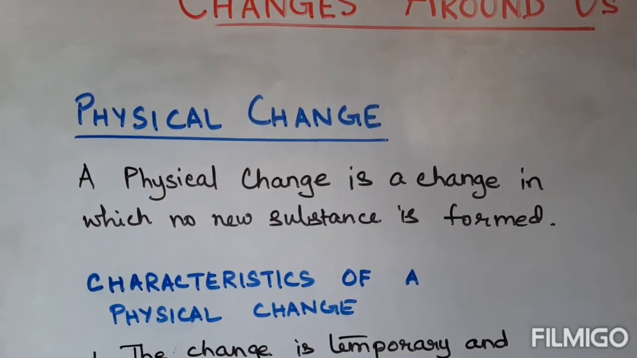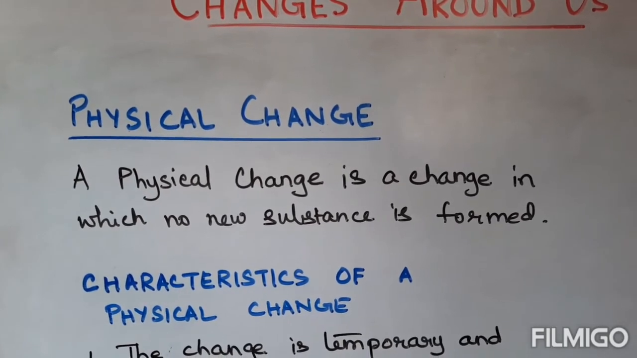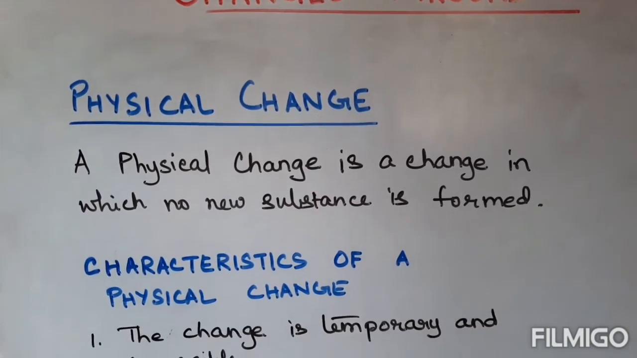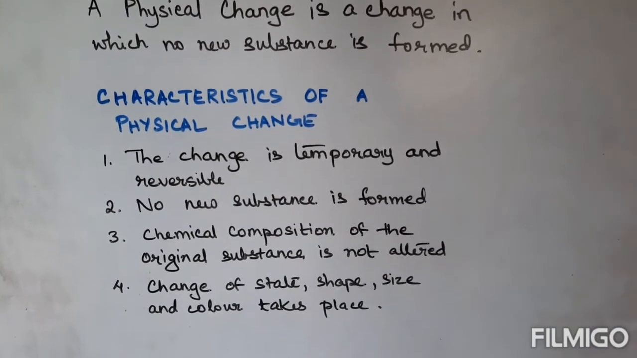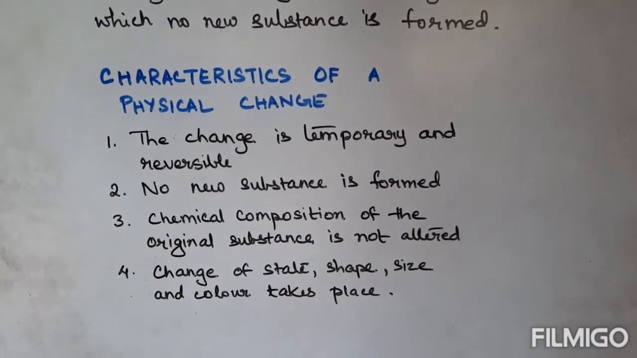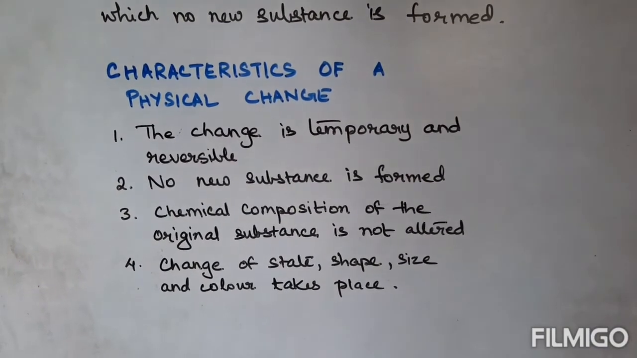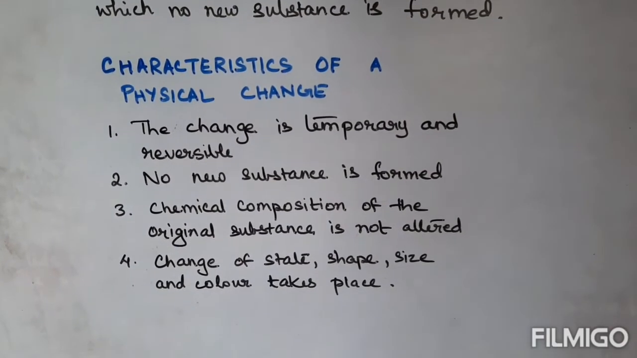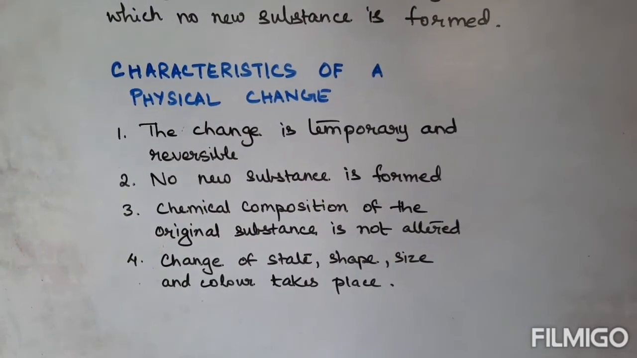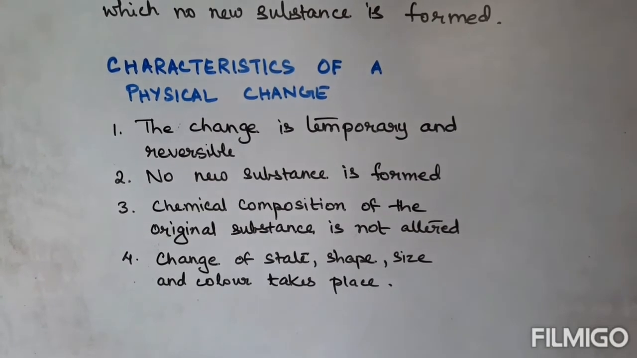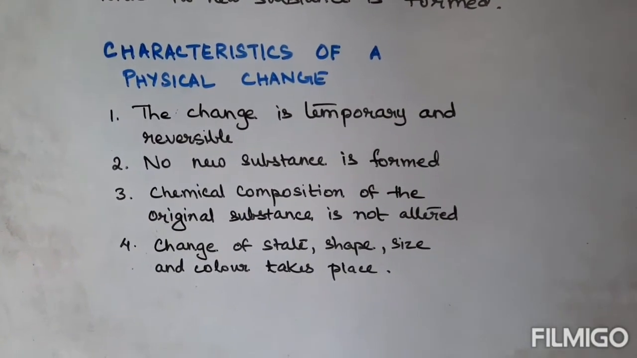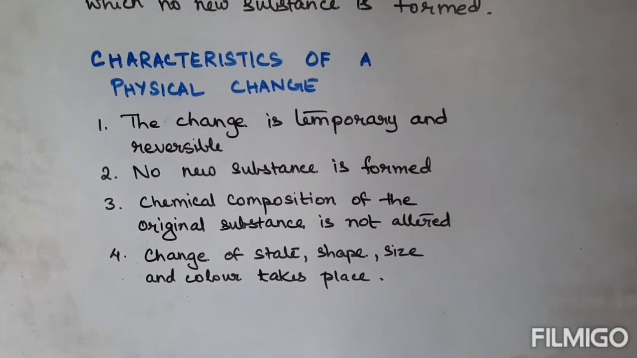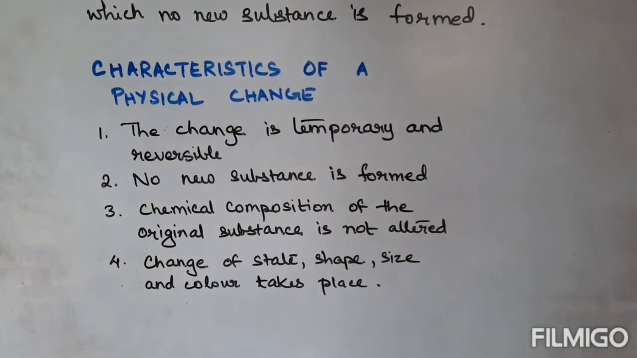Physical change is a change in which no new substance is formed. In the characteristics we find, they are temporary and reversible. In this change, no new substance is formed. Chemical composition of the original substance remains unaltered. Change of state, shape, size and color takes place in physical change.